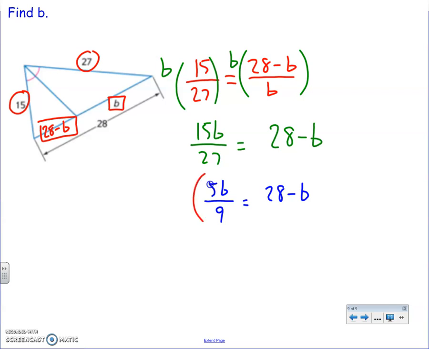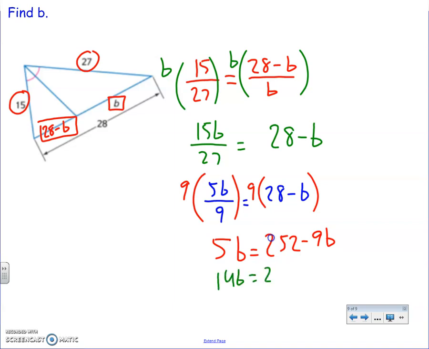So you can always reduce a fraction to make your multiplication easier if you have no calculator, which I'm not using one. So this is 5b equals 9 times 28. Let's see what that is. 252. Then 9 times b is negative 9b. No more fractions. Get b to one side and add 9b to both sides. That gives me 14b equals 252. Last one, divide by 14, I get 18. Found b. That's the answer.